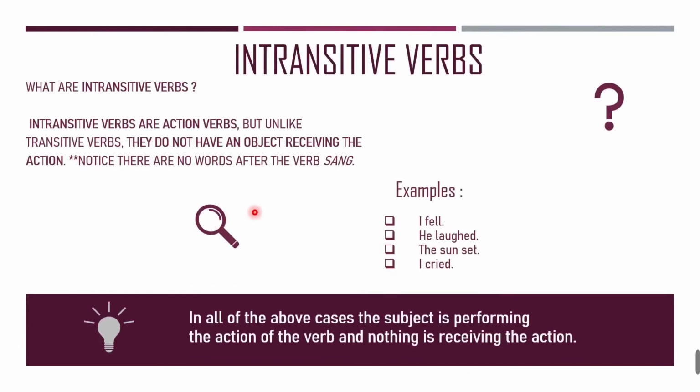Now we will take a look at intransitive verbs. Intransitive verbs don't have an object following the verb. Usually you can ask yourself who or what after repeating the verb, and the answer will be the object. However, if there is no answer to the question who or what, that means there is no object, so it is an intransitive verb. So here are some examples: I fell, he laughed, the sun set, I cried.